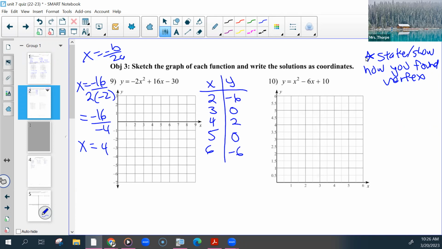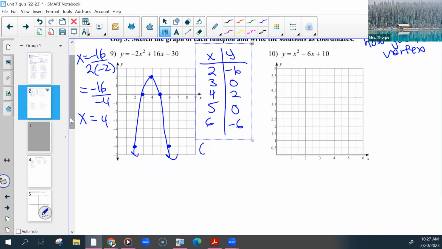So once I found that x was 4, I looked where x was 4 and then looked elsewhere. As long as you find the point in the middle on the table, you don't have to do this part. These would be the 5 points that you're graphing. 2, negative 6, 3, 0, 4, 2, 5, 0, 6, negative 6. And it'll look something like that. You do need to have 5 points graphed. You can have more than that, but you shouldn't have less than that. And your two solutions were 3, 0, and 5, 0.